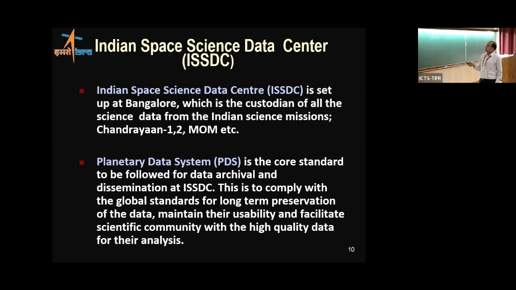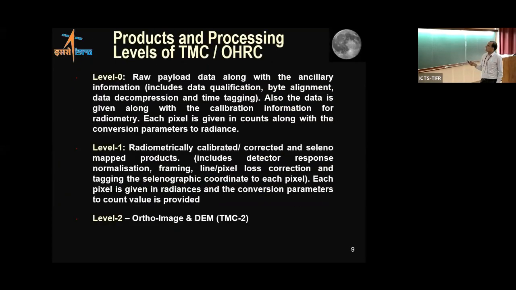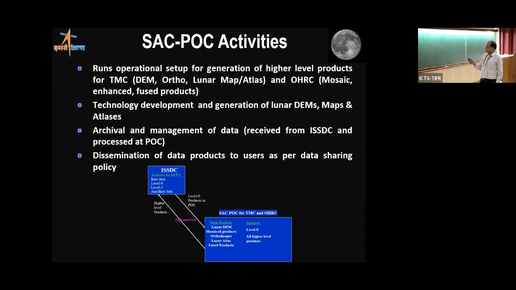And whatever the derived products are there, that is the digital elevation model or ortho images or the maps or atlas, all things are getting generated at the POCs. Space Applications Centre is identified as one of the payload operation centers for the TMC, IIRS, and OHRC. There we generate the digital elevation model, qualify it, and from time to time we refine our algorithms based on the data sets we are getting, data-driven algorithms, and then generate the maps, atlases, archival and management of data, and put it back for dissemination of the data products from the ISSDC. So ISSDC is the only node from where you will get the data.